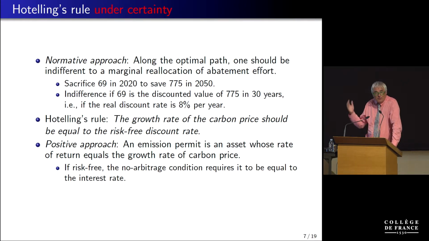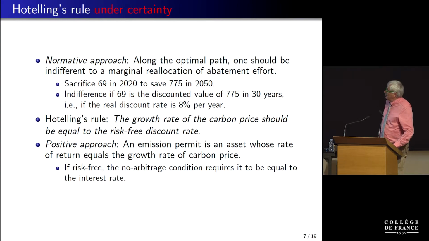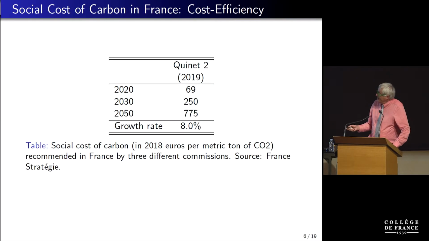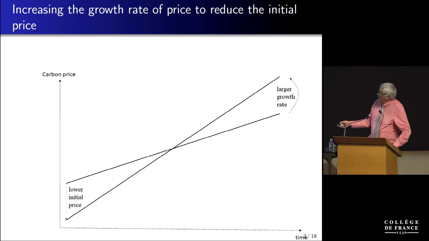The optimum under this framework should have a price of carbon growing at the risk-free rate, and the risk-free rate these days is not 8%, it's something like 1% or something like that for those horizons. So meaning the growth rate of the carbon price should be much smaller, and remember that implied that you should have, if this is the Quinet 2 proposal for the growth of the carbon price over time, reducing the growth of the carbon price should imply that you should have a much larger price for carbon today. That will allow you to have a much smaller carbon price in the future.